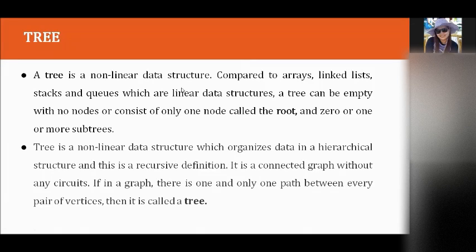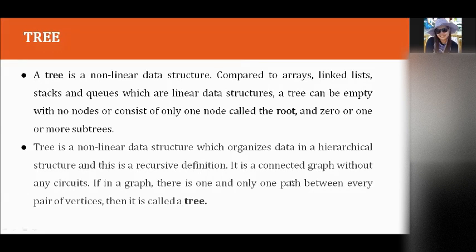A tree is a nonlinear data structure compared to arrays, linked lists, stacks, and queues, which are linear data structures. A tree can be empty with no nodes, or consist of only one node called the root, and 0 or 1 or more subtrees. So tree is nonlinear, which organizes data in a hierarchical structure. And this is a recursive definition.